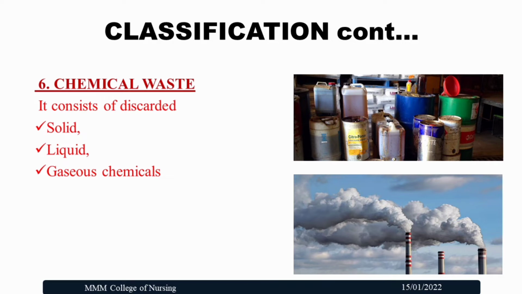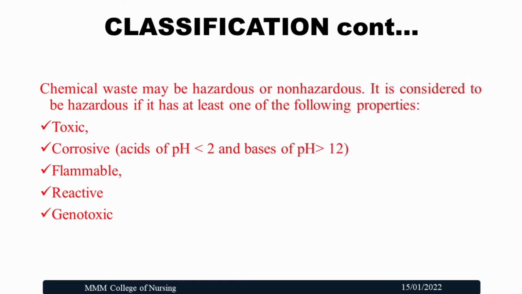The sixth one is chemical waste. It consists of discarded solid, liquid, and gaseous chemicals. Chemical waste may be hazardous or non-hazardous. It is considered to be hazardous if it has at least one of the following properties: toxic, corrosive (acids of pH less than 2 and bases of pH more than 12), flammable, reactive, and genotoxic.